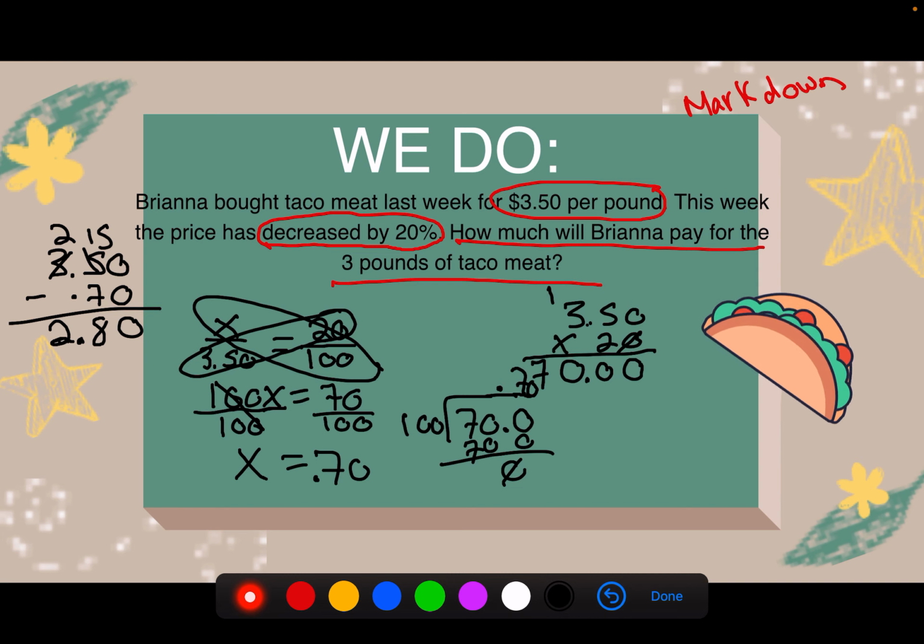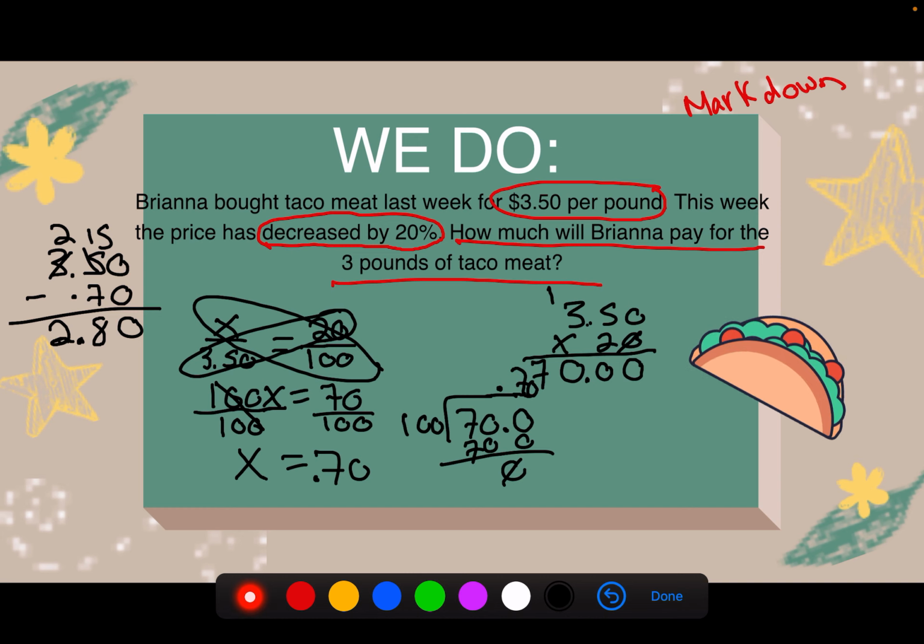All right, is that how much she's paying for 3 pounds? No. 280 is per pound. But she's going to buy 3 pounds. So what do we need to do if she's buying 3 pounds and 1 pound is 280? That's right. You need to multiply. So you're going to take 2.80 times 3, and that is going to give you your answer. I am not multiplying that for you. You can finish that off.